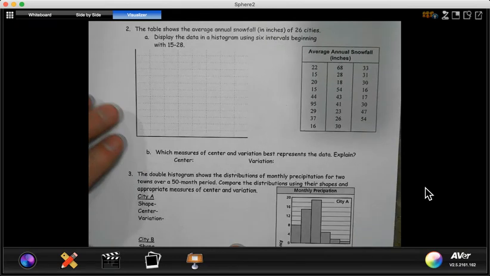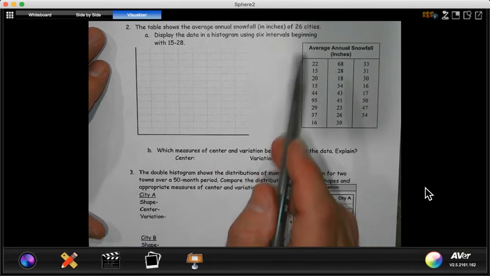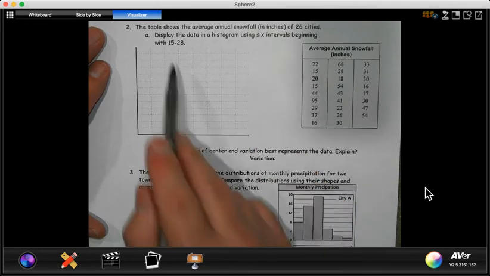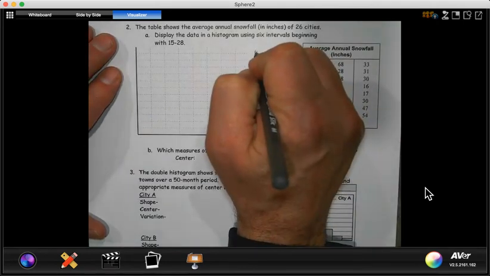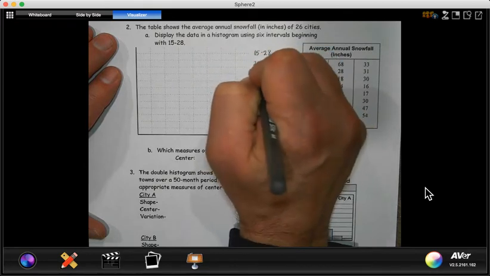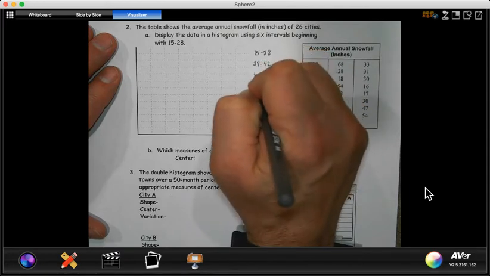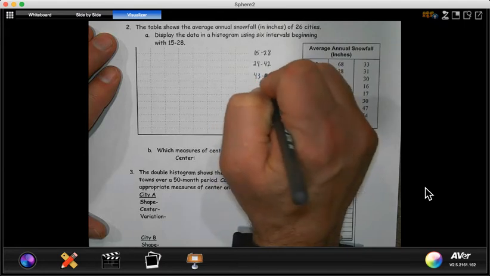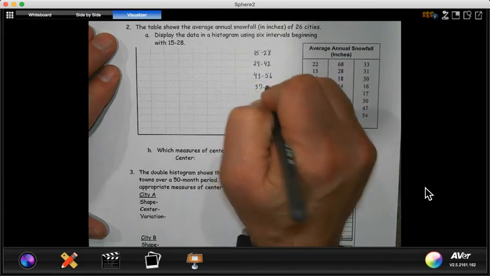All right, so let's make our tally chart. We already did the intervals for you. We do intervals of 15 to 28, so that means they're by 13. Then I need to go to 29, add 13 to that is 42. Then I'm going to go 43, add 13 to that is 56. Then I'm going to go 57 to 70.